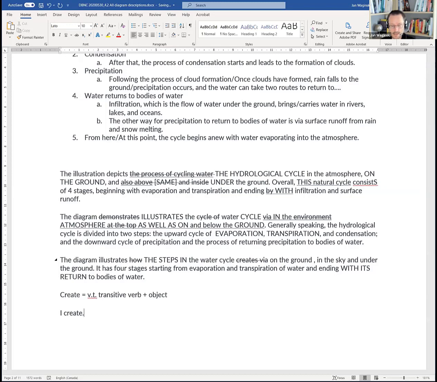Does that make sense? "I create." It's like saying "I love." You need something there. Create what? So in your sentence, the diagram illustrates how the water cycle creates what? And then it said via on the ground. Okay, got it.